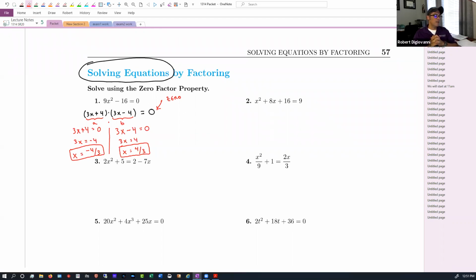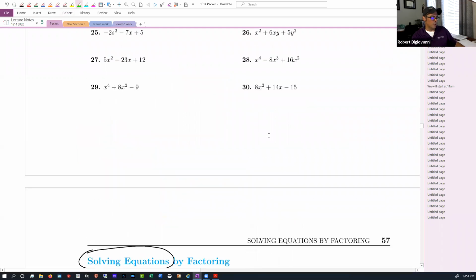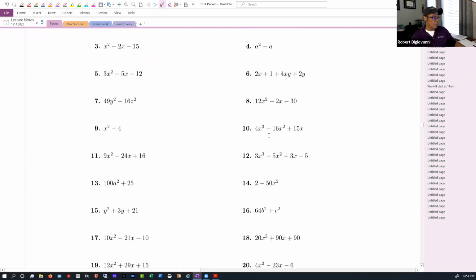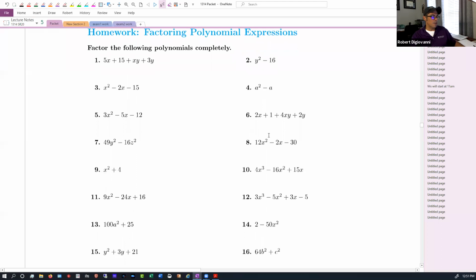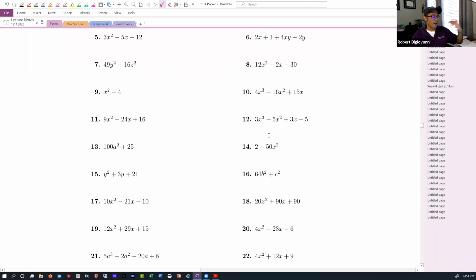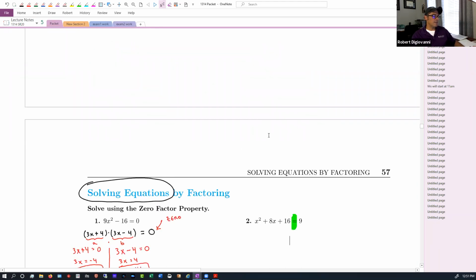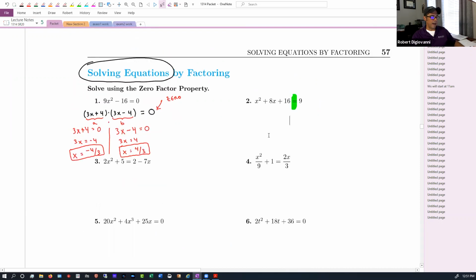Okay, let's look at number 2. We have an equation. You must make sure you understand that we have equations now. If you look at the homework set right before this, notice none of them are equations. You're just being asked to factor, factor, factor, factor. Now we're actually being asked to solve equations using factoring. So we have to notice we have an equal sign.